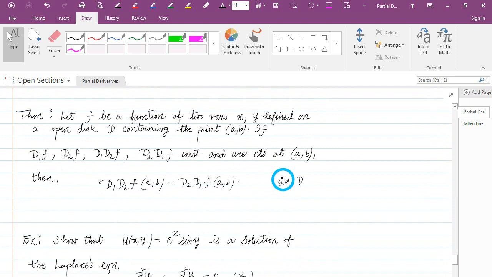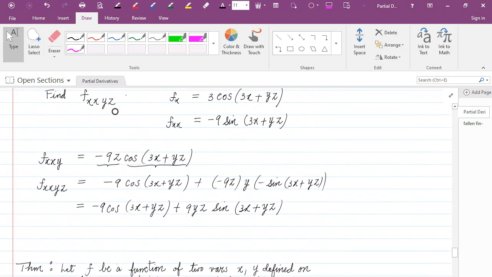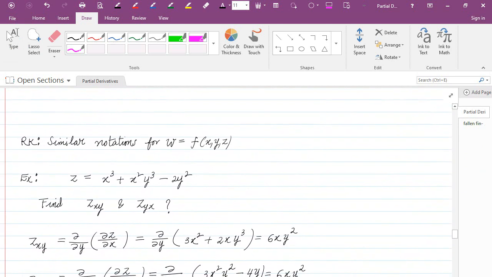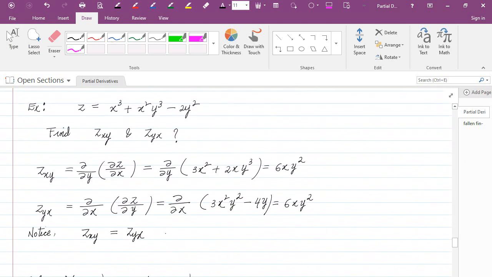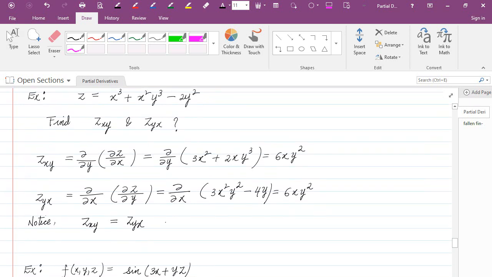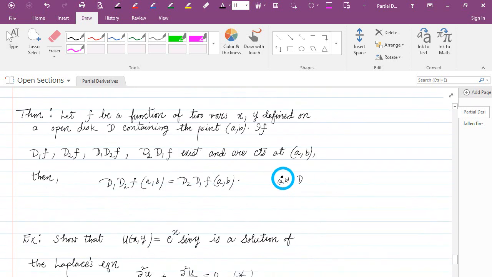Let me state a theorem. In this example that we have just done, we saw that z_xy and z_yx were the same. That is, the partial derivative of z with respect to x and then with respect to y is the same as the partial derivative of z with respect to y then with respect to x. So this is not a coincidence, in fact.